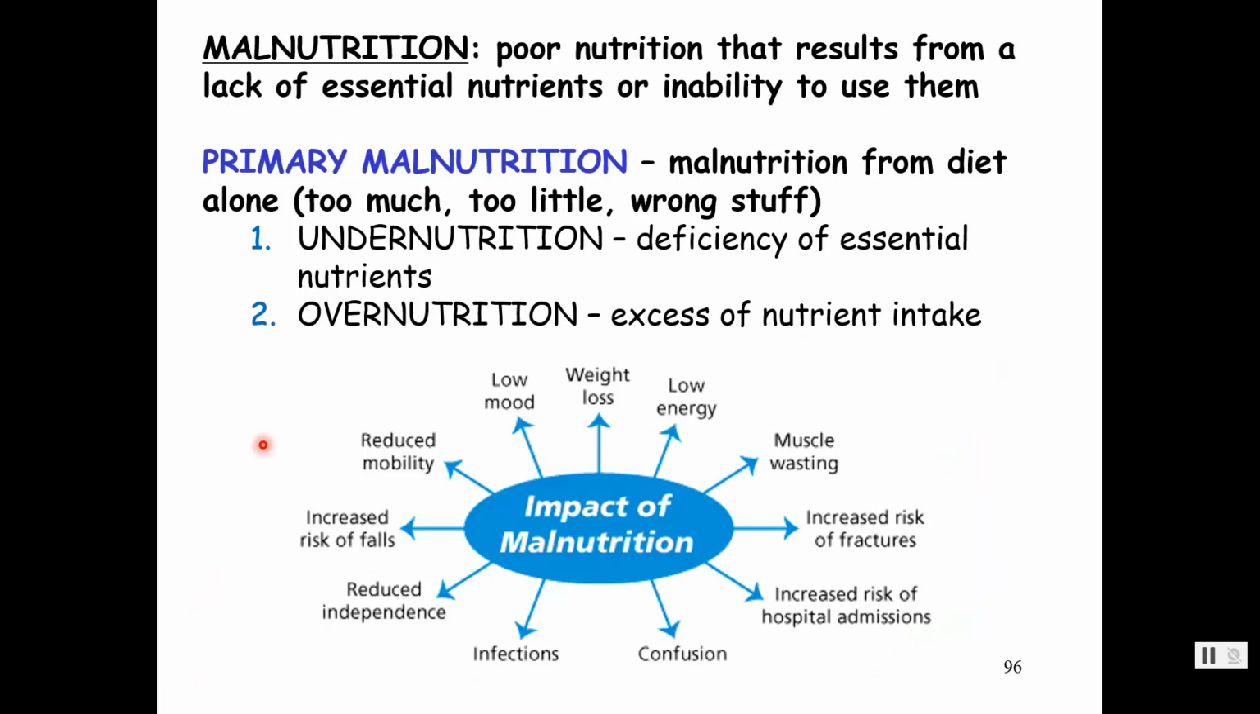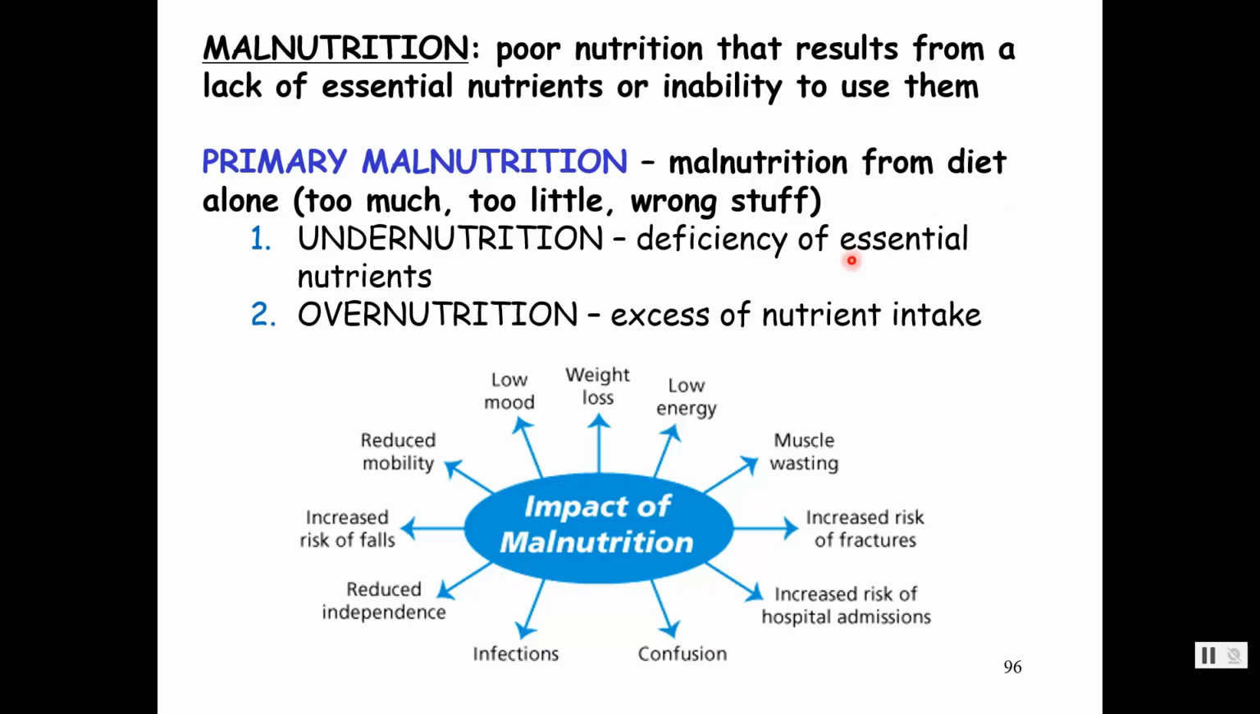All right, so let's talk about types of malnutrition. So basically primary and secondary. Malnutrition, so that prefix mal means bad. So poor nutrition that results from a lack of essential nutrients or the inability to use them. So when someone has primary malnutrition, that means it has to do with their diet. So their dietary intake, so either too much, too little, or they're eating the wrong stuff.